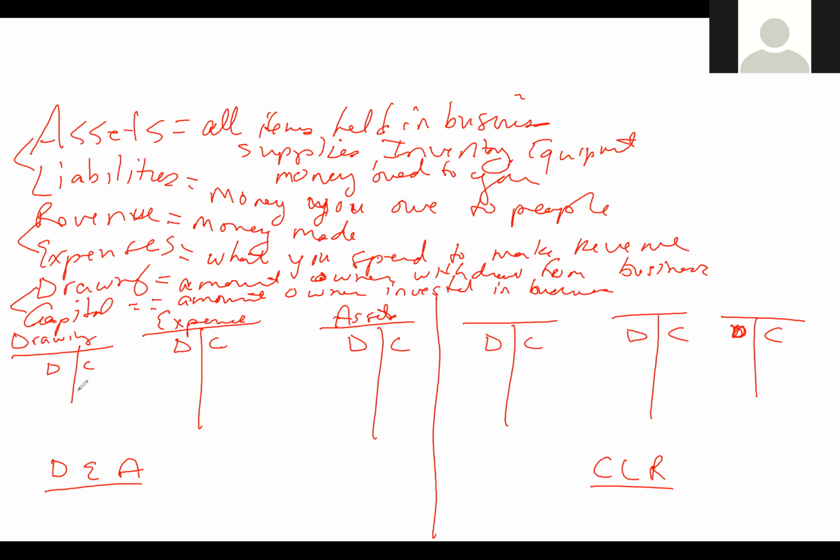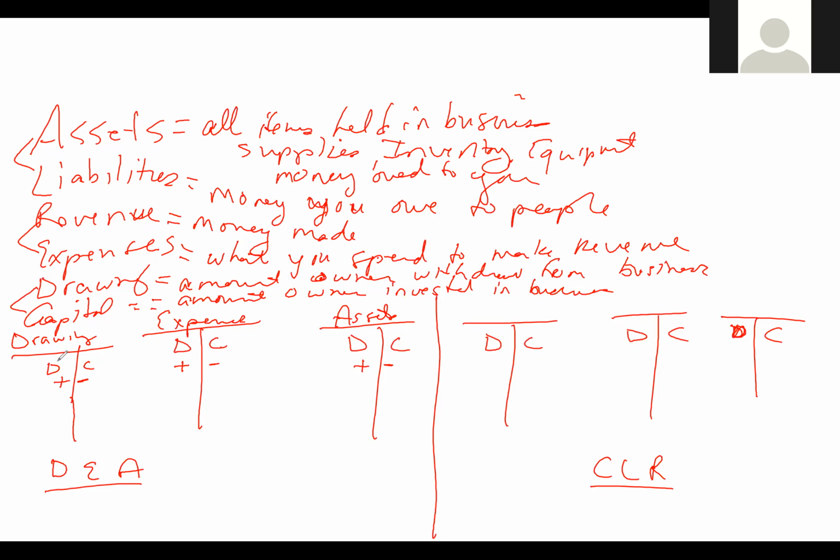Okay. All right. So with these, when I create my T-table, I create my T-table before I even put my numbers down so that I don't have to think about it. Okay. So notice that on these 3, drawing is a plus, credit is a minus, but that's not always the case. Okay.